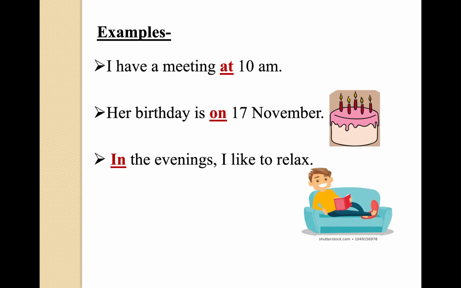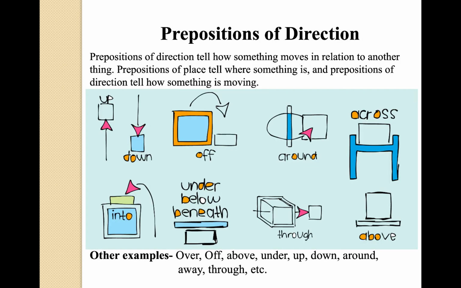Lastly, we are going to look at the type prepositions of direction. Prepositions of direction tell how something moves in relation to another thing. Prepositions of place tell where something is, and prepositions of direction tell how something is moving. The prepositions shown in the picture are all the prepositions of direction.